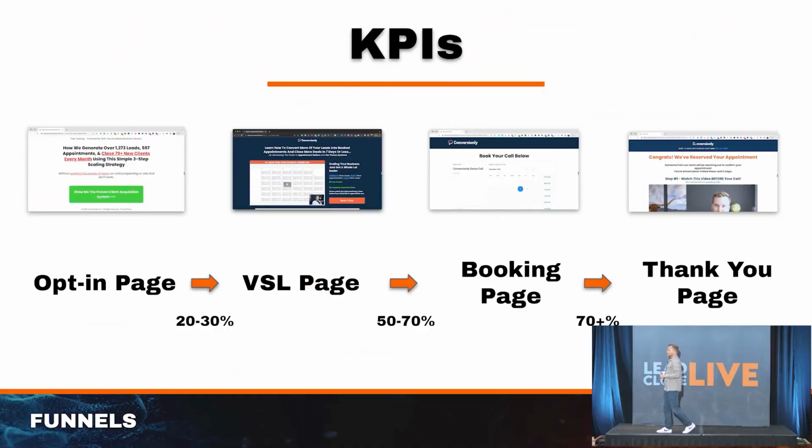So a couple of KPIs that you guys want to have: from opt-in rate to VSL page, you want to have 20 to 30%. That means 20 or 30% of people who land on your opt-in page go to your VSL. Now, once they land on your VSL, they should probably be pretty qualified. So 50 to 70% of people who go to your VSL should go to the booking page. And then about 70% of those people who go to that page should book a time and land on the thank you page, right? So those are the KPIs.